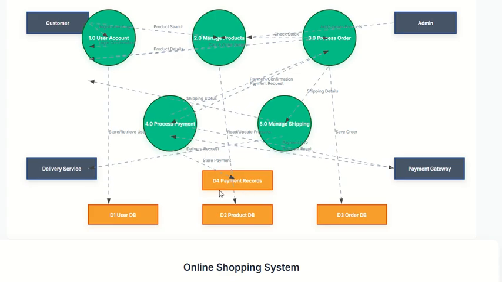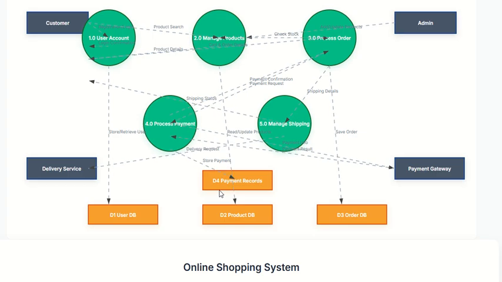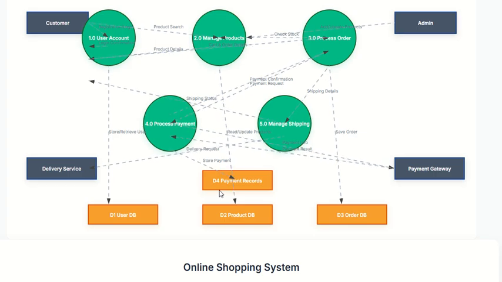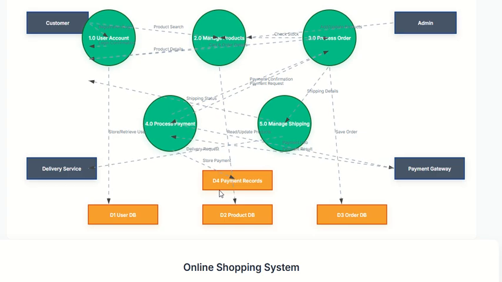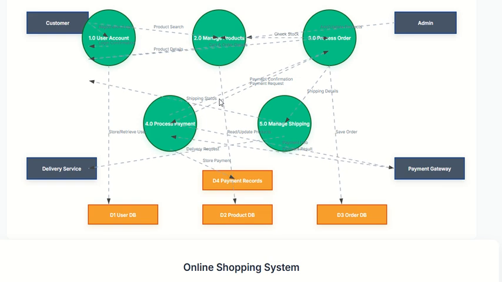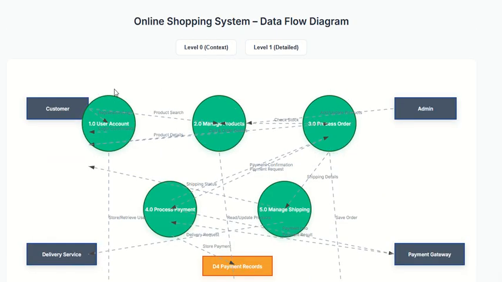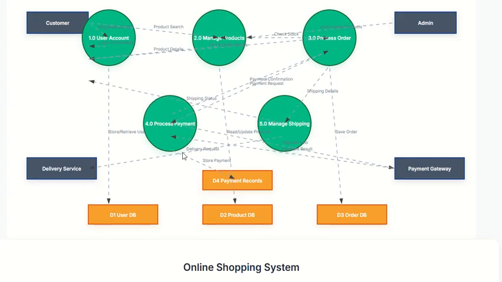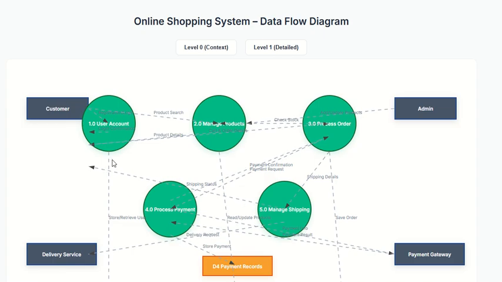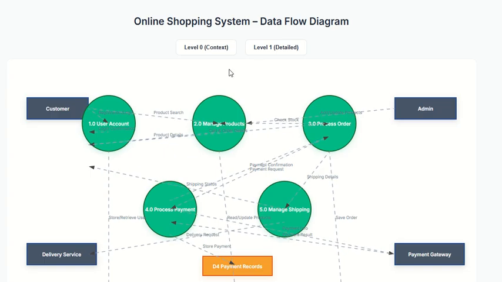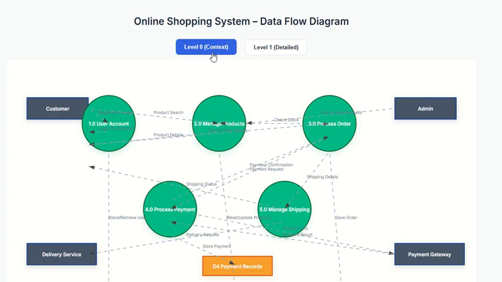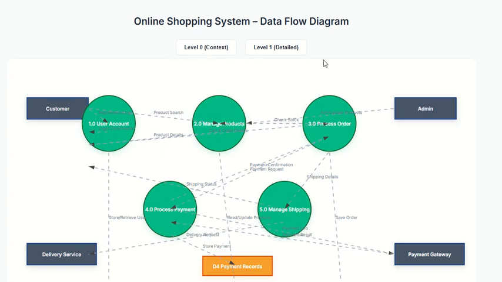So in summary, the level 1 DFD shows how the online shopping system is divided into major processes and how data flows between users, processes, data stores, and external services. This level provides a clear understanding of how the system operates internally compared to the level 0 context diagram. So I think that's it for our online shopping system DFD, from the level 0 context diagram, or the general diagram, then the level 1 diagram, which is the detailed diagram.